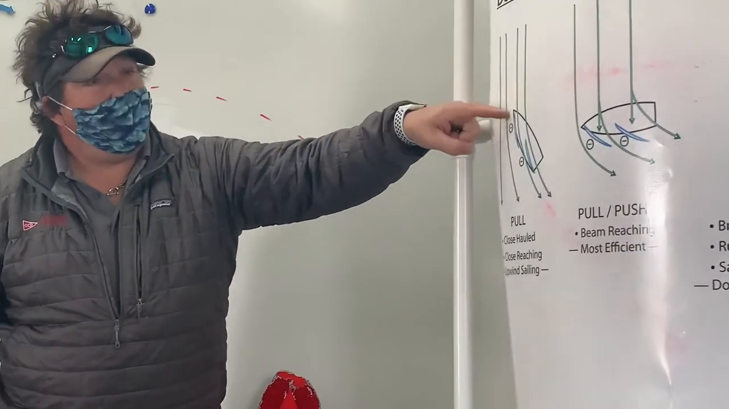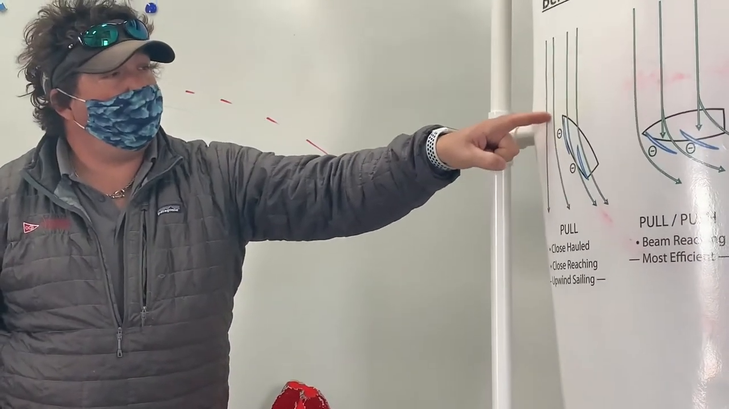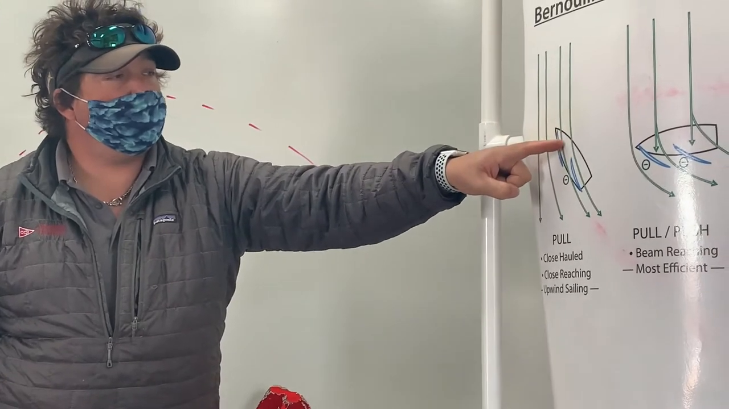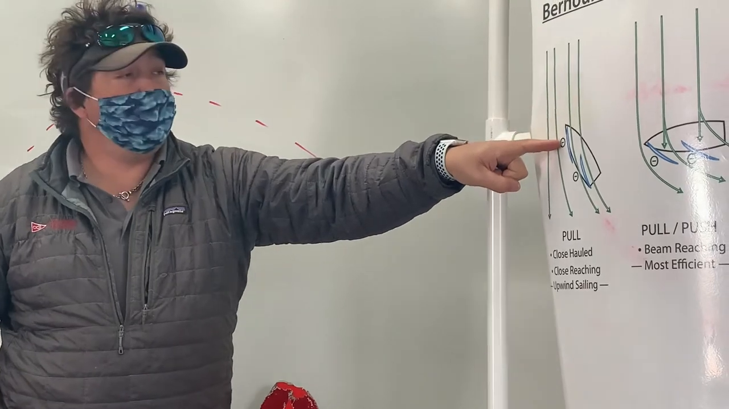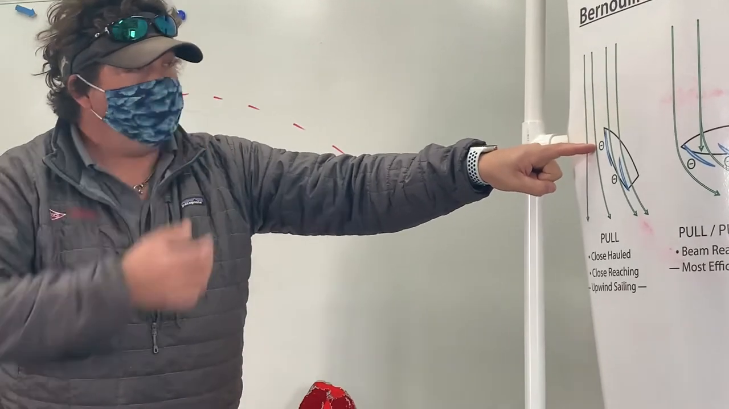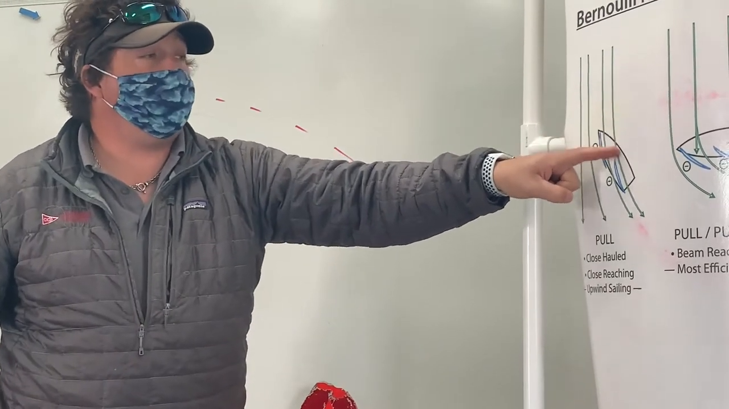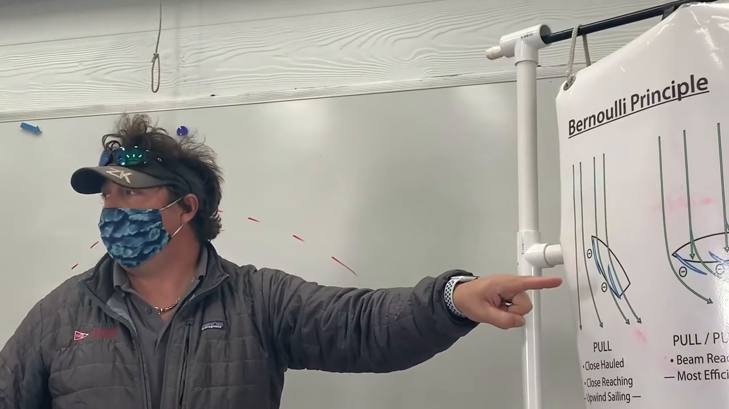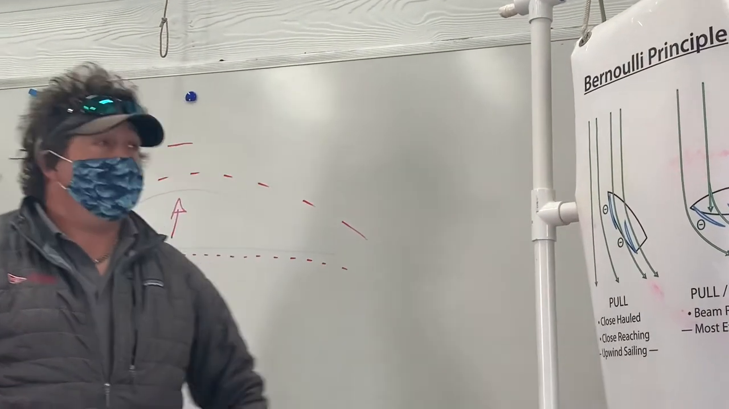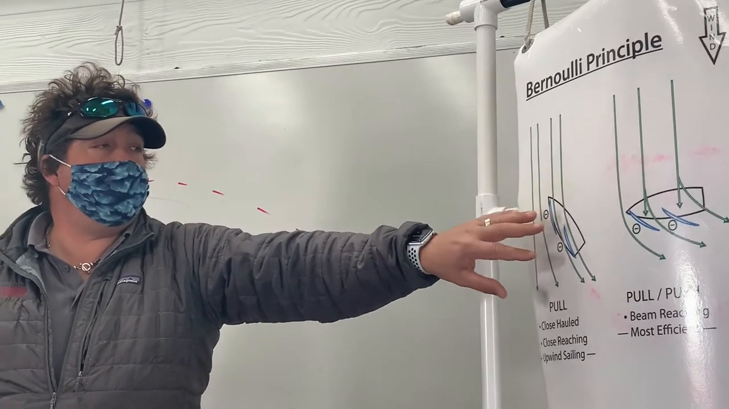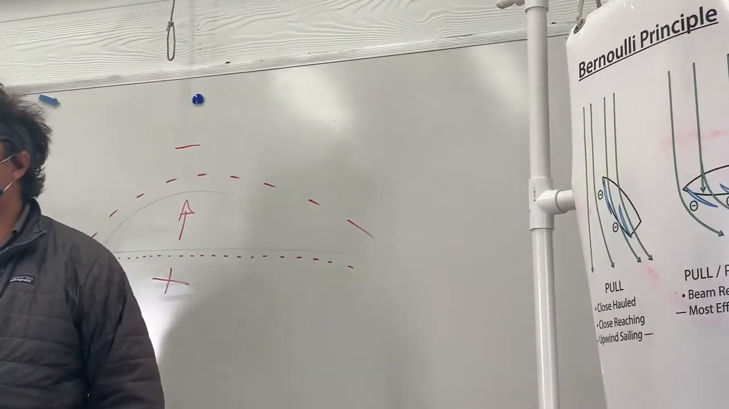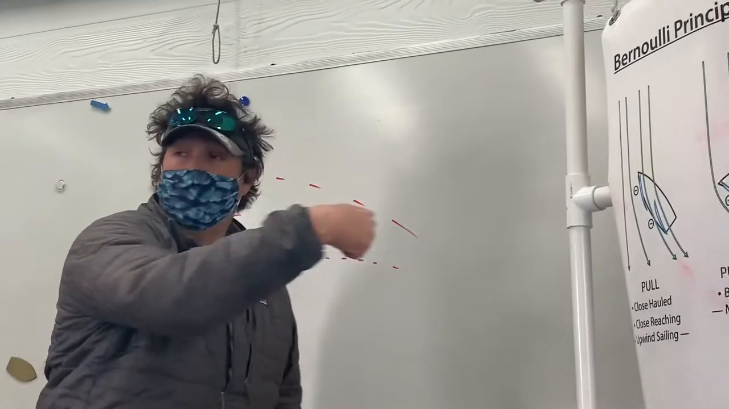When the air is traveling further and faster along the leeward side of the sail than it does across the windward side, we have a negative pressure. So we have a negative pressure on the leeward side, which in turn creates a positive pressure on the windward side. Right? So, if this was like an airplane, which way would that sailboat go? Toward the negative pressure, right?